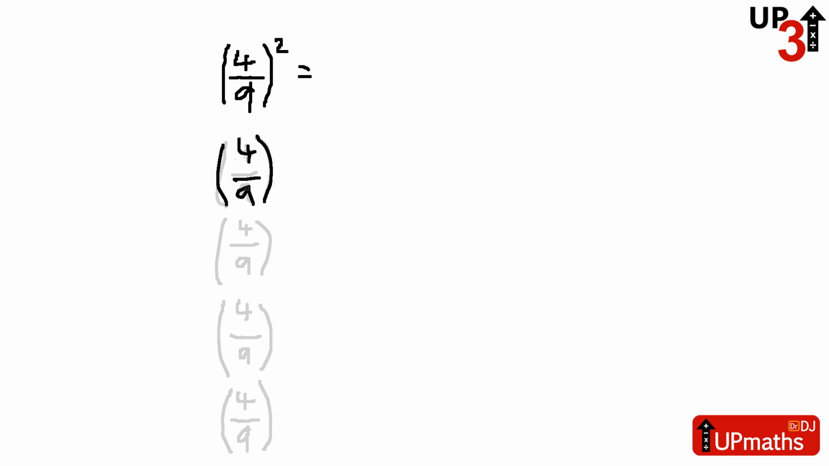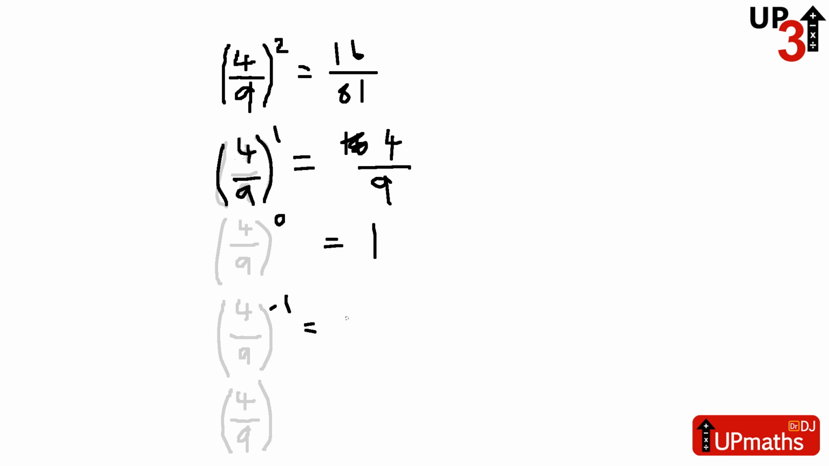Do you know what? I'm not going to keep doing that. So that's 16 over 81. That's 16. That's not. That's 4 over 9. If you do it to the 0, that's just 1. If you do it to the minus 1, that's minus 9. No, whoa. That's 9 over 4. Such an easy mistake to make, isn't it?